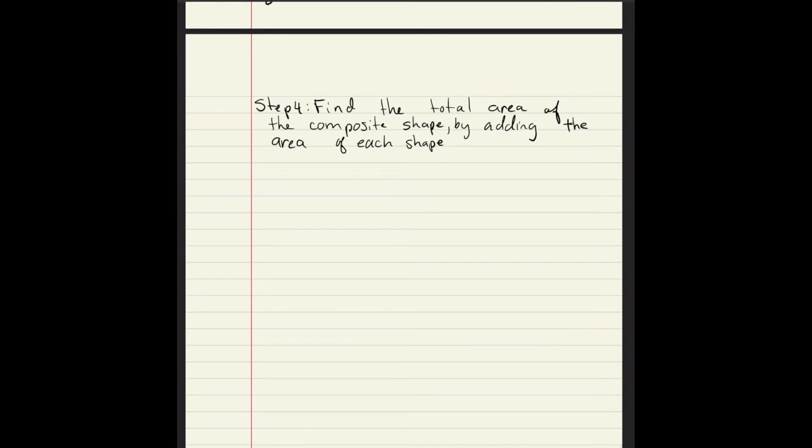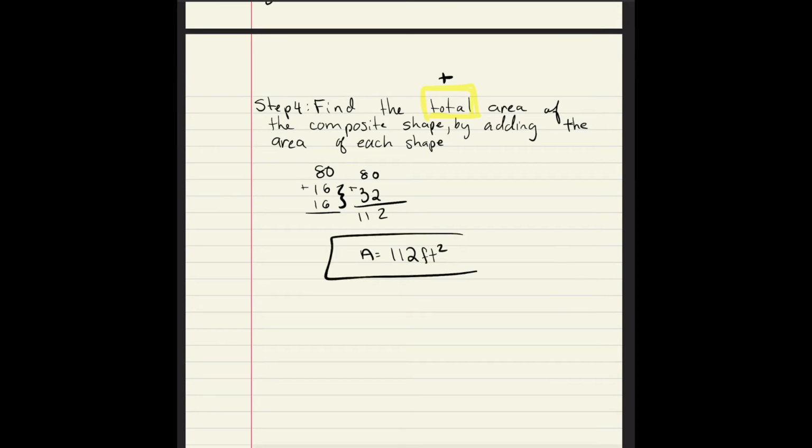So just by looking at the word total, you should know what operation we will be doing. So total tells us we will be adding, right? So we find the total area of the composite shape by adding the area of each individual shape. So we have 80 plus 16 plus 16. The 16 plus 16 is 32. Bring my 80 over, add that all together, and I get 112. So the area for the whole composite figure is 112 feet squared.